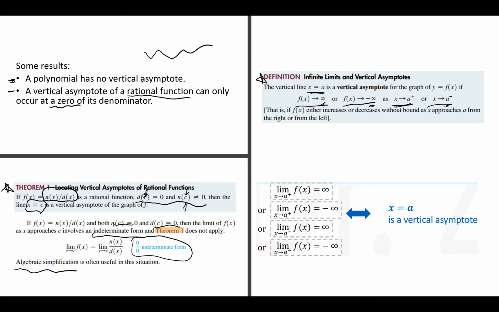This part is just to illustrate further what we mean by x equals a being a vertical asymptote. x could approach a from the right, and from the right it can be positive infinity or negative infinity, or if we approach from the left, positive infinity or negative infinity. As long as the value of f is infinity in one of these cases, we can say it's a vertical asymptote.